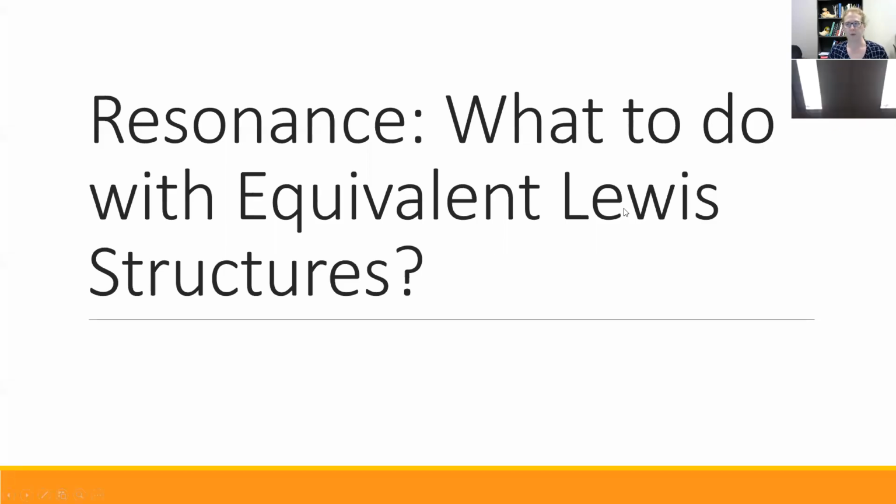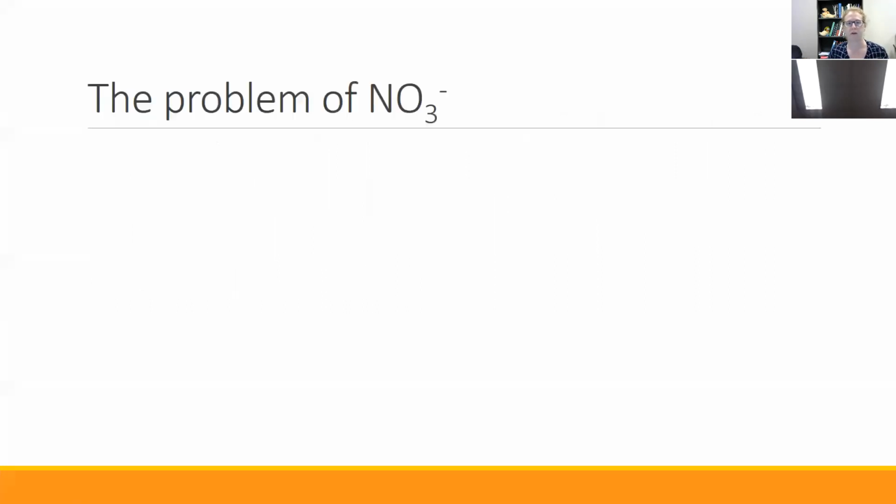In my last video, we had ended with a little bit of a quandary and a puzzle with some structures about nitrate. And it turns out that there's a special name for what's going to happen. It's called resonance. And we think about resonance when we have what we're thinking of as equivalent Lewis structures. So let's go back to our problem of nitrate.